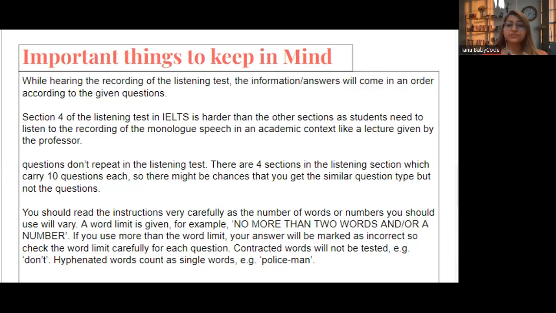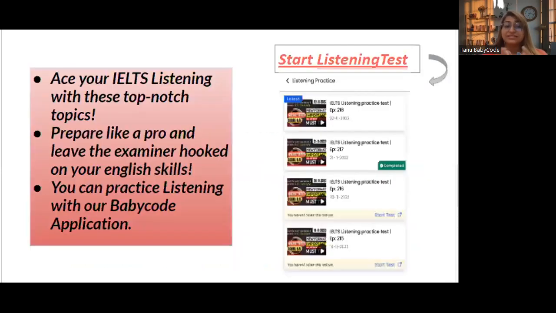So please go through this session, look at the types of questions we already discussed, and then start preparing for it. Take advantage of the Baby Code application. Every day we provide you one new complete mock test. So start the listening test from now onwards. I would say prepare like a pro, and leave the examiner hooked on your English skill, that yes, you have that capability.